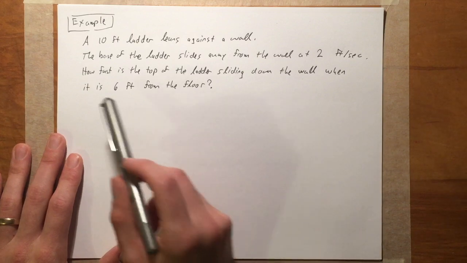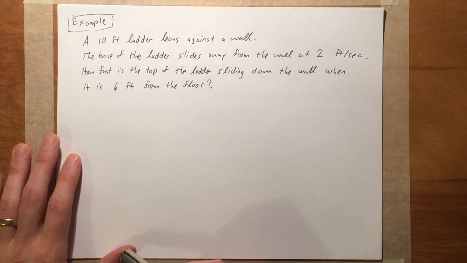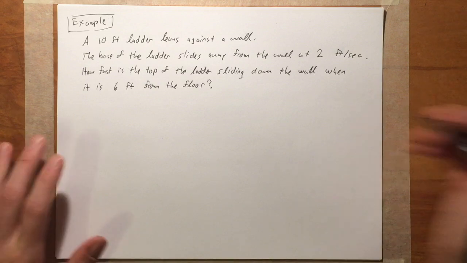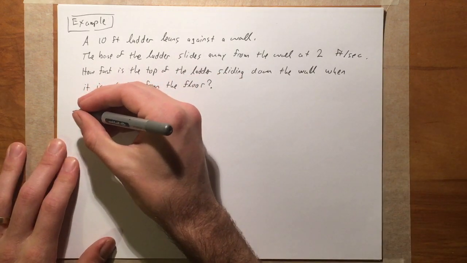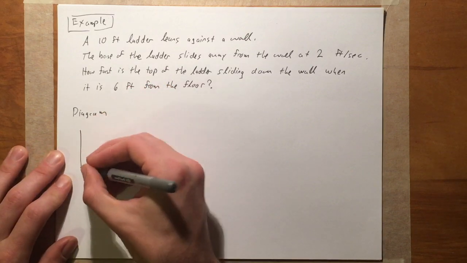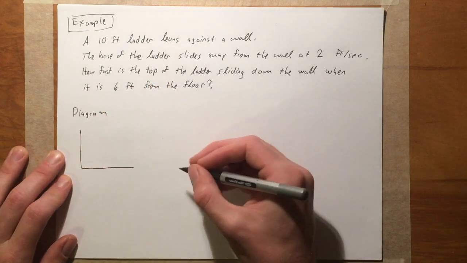And the question is, how fast is the top of the ladder sliding down the wall when that top is 6 feet from the floor? So we're going to solve this problem using the dreads method. So first, we're going to draw a diagram. We have a wall, and we have a floor, and we have a ladder.